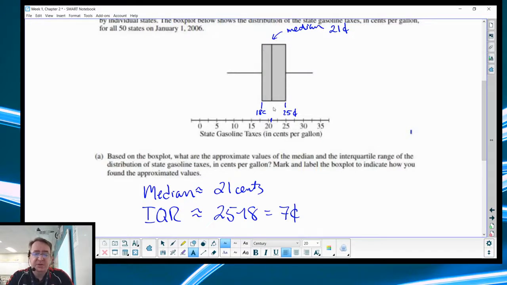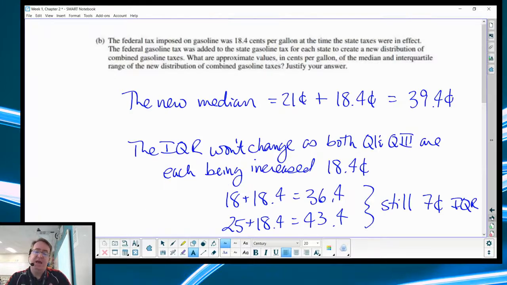So the median is right here, about 21. Make sure that you understand that this point right here is 22.5, so 20, 22.5, 25. The IQR runs roughly from 18 cents to 25 cents, which gives you an IQR of 7 cents. Easy points, right? Great. For part B, they ask what happens if we add on the 18.4 cents for federal taxes. How is that going to change the median and the IQR?